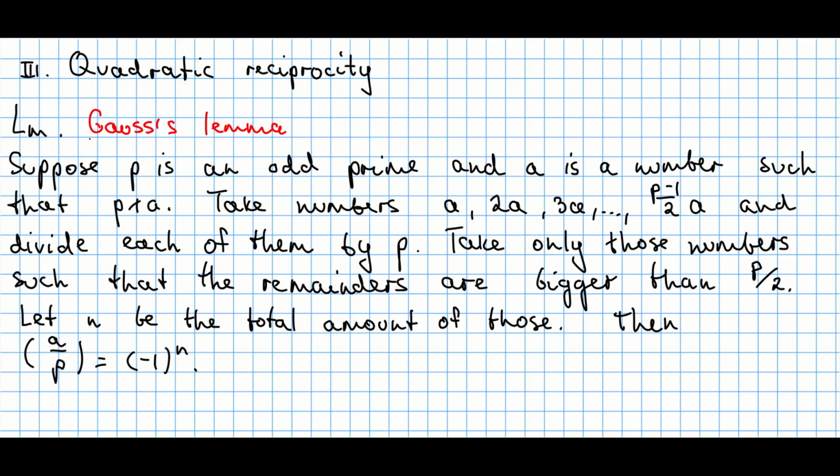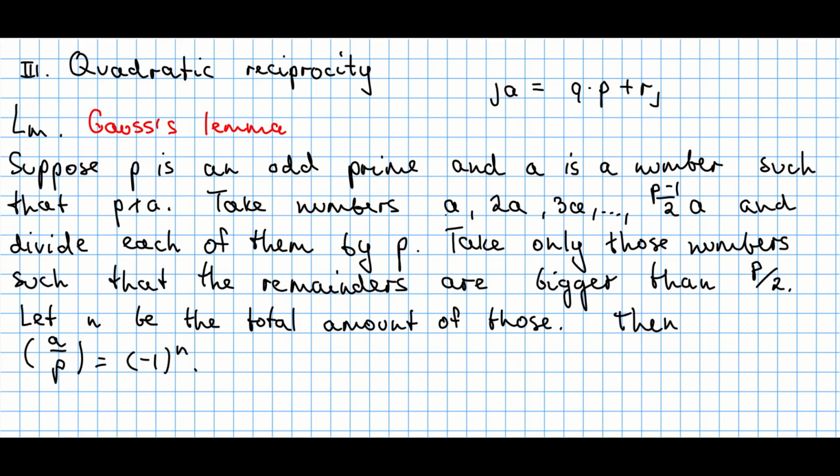So we have Gauss's lemma, which says the following. We still suppose that P is an odd prime and A is some number such that it's not divisible by P. Now the next step, we just take numbers A, 2A, 3A, all the way up to (P minus 1) over 2 times A. And then we take each number and divide them by P. So this is going to be like you take JA, where J is between 1 and (P minus 1) over 2, and just write it as P times another multiple, plus some remainder here.